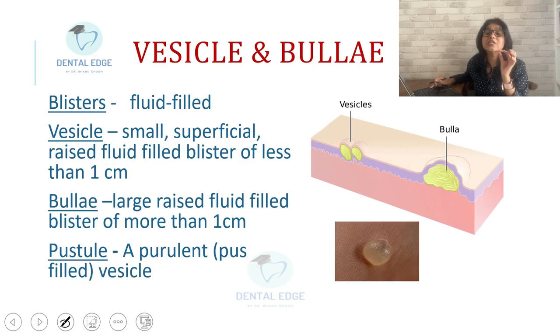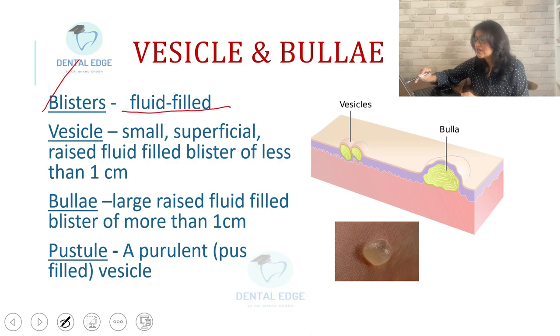Now, if a lesion is filled with fluid, then it will be called a blister, right? So a fluid filled lesion, not solid, will be called a blister. Now this blister is of two types, right? Something that is fluid filled. If it is less than 1 centimeter in size, I will call this blister a vesicle. If this blister, that is a fluid filled lesion, is more than 1 centimeter in size, I will call it a bulla. So vesicle and bulla, both of them are blisters, only the size is differing. So let's see the definition. A blister is fluid filled.